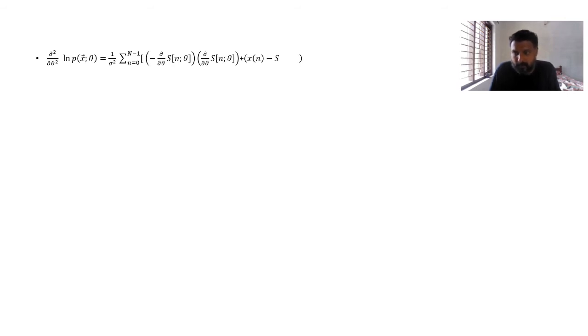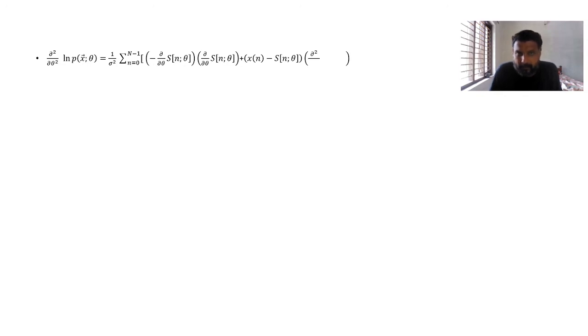So that changes to dou square by dou theta square ln of p of x of theta will be equal to 1 by sigma square sigma n equal to 0 to n minus 1, there is no 2, minus dou by dou theta of s of n of theta dou by dou theta of s of n of theta, because the derivative of x of n is 0, so only one term is there, that is minus dou by dou theta s of n of theta.